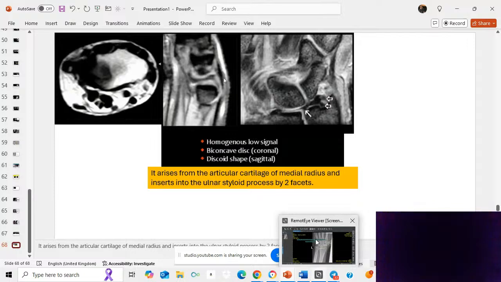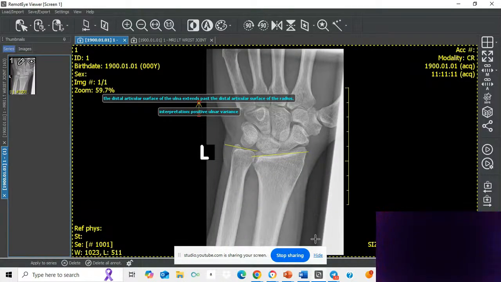So let's start our case. This is the X-ray of the wrist joint of the left hand of a patient with left wrist pain for 3 months.